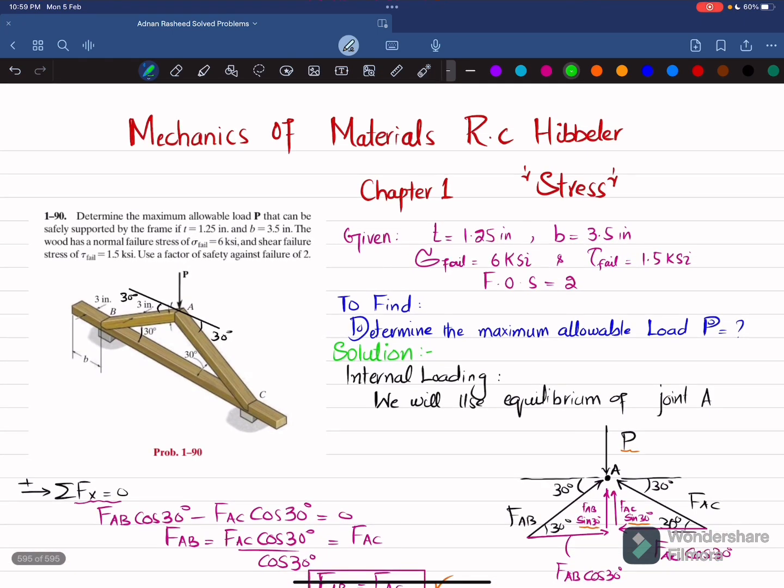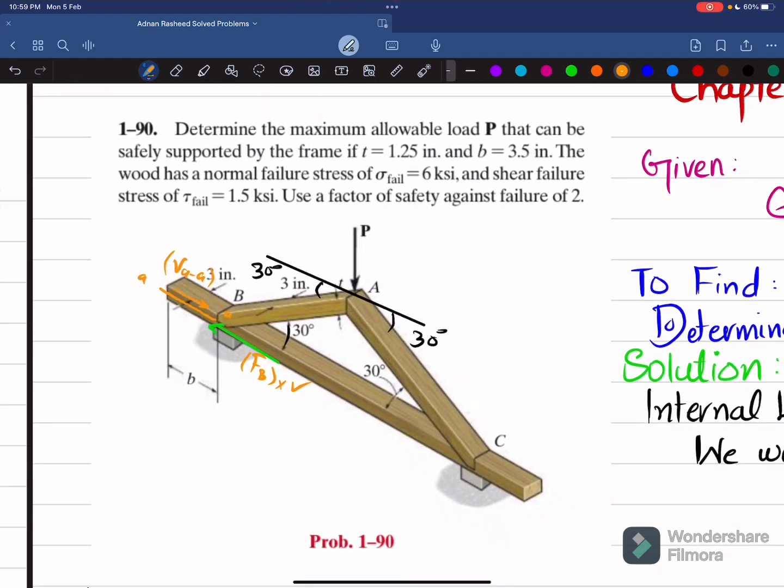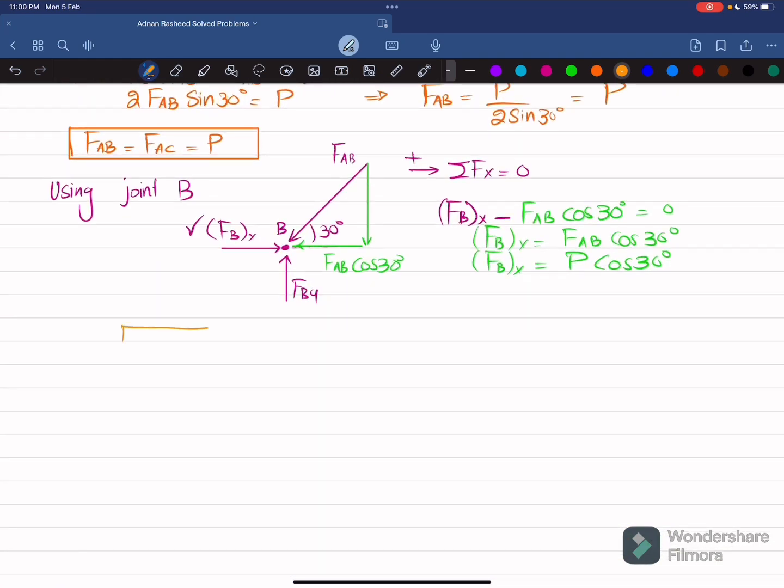Now you can see that this FAB is acting on this member like this at this joint. Clear? So if we take out this section, this portion as AA, this line, let me draw it from this point. This is section AA. So this FBX is acting over here, which is causing shear force or shearing of this. Clear? So as a result, shear force VAA will be equal to this FBX. So let me draw the free body diagram of this portion. Let this be the wooden piece having breadth B. Clear? And the net force acting on it is FBX, which is equal to P cos of 30 degree.